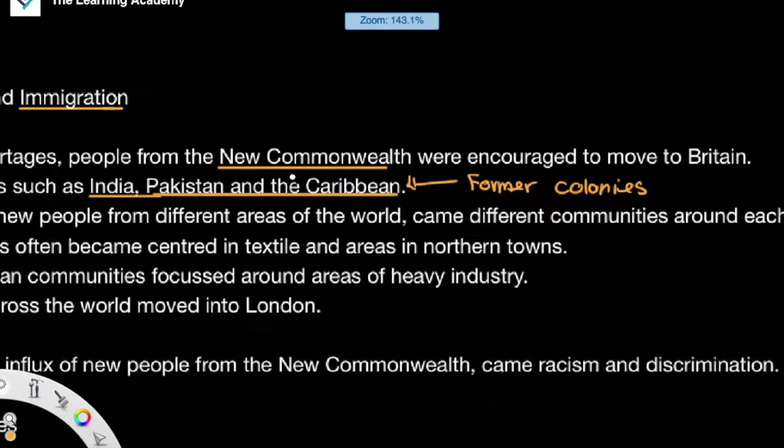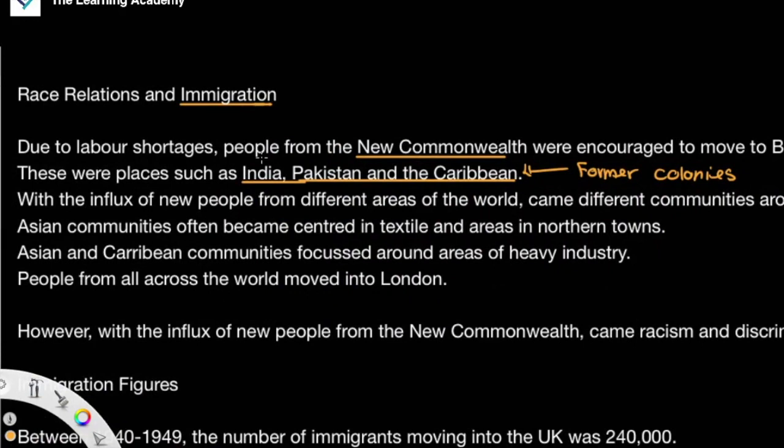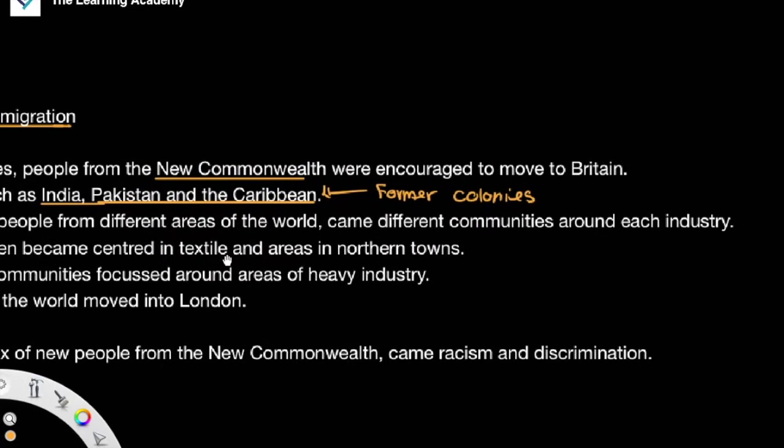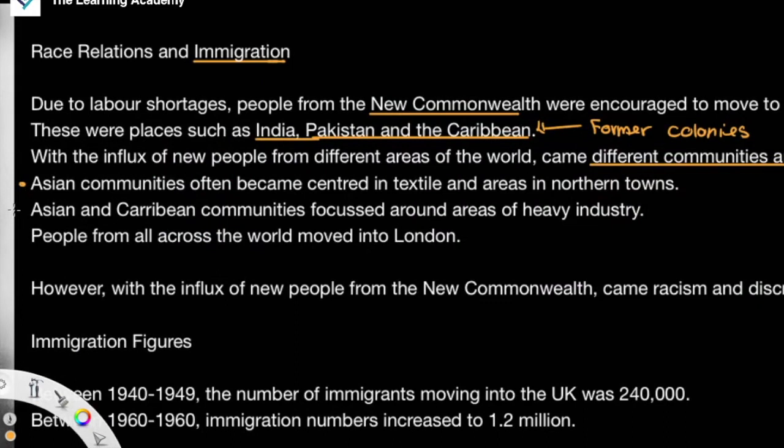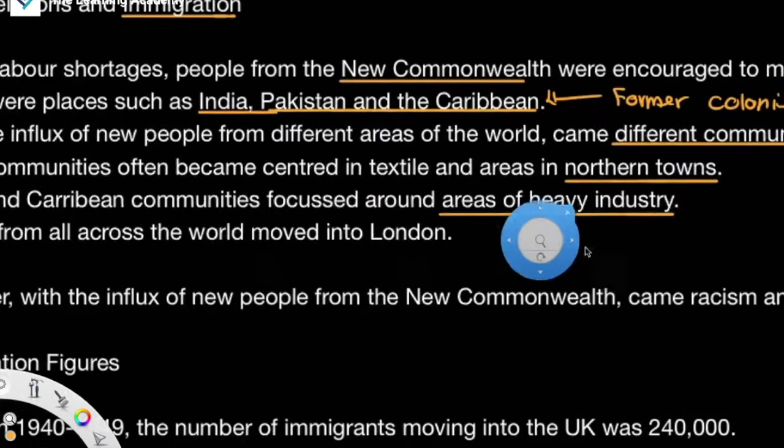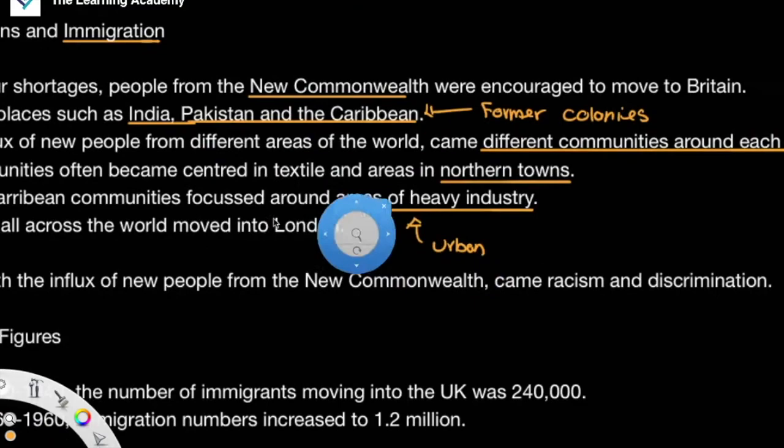Because these were people from around the world, of different races, ethnicities, national backgrounds and cultures, this influx of new people began to congregate almost in communities around industry, because they were encouraged to come due to labour shortages. Very often the cliche and the statistics we see is that Asian communities would become centered around the textile areas in the northern towns, and then Asian and Caribbean communities were focused around areas of heavy industry, so in more urban environments in the bigger cities.